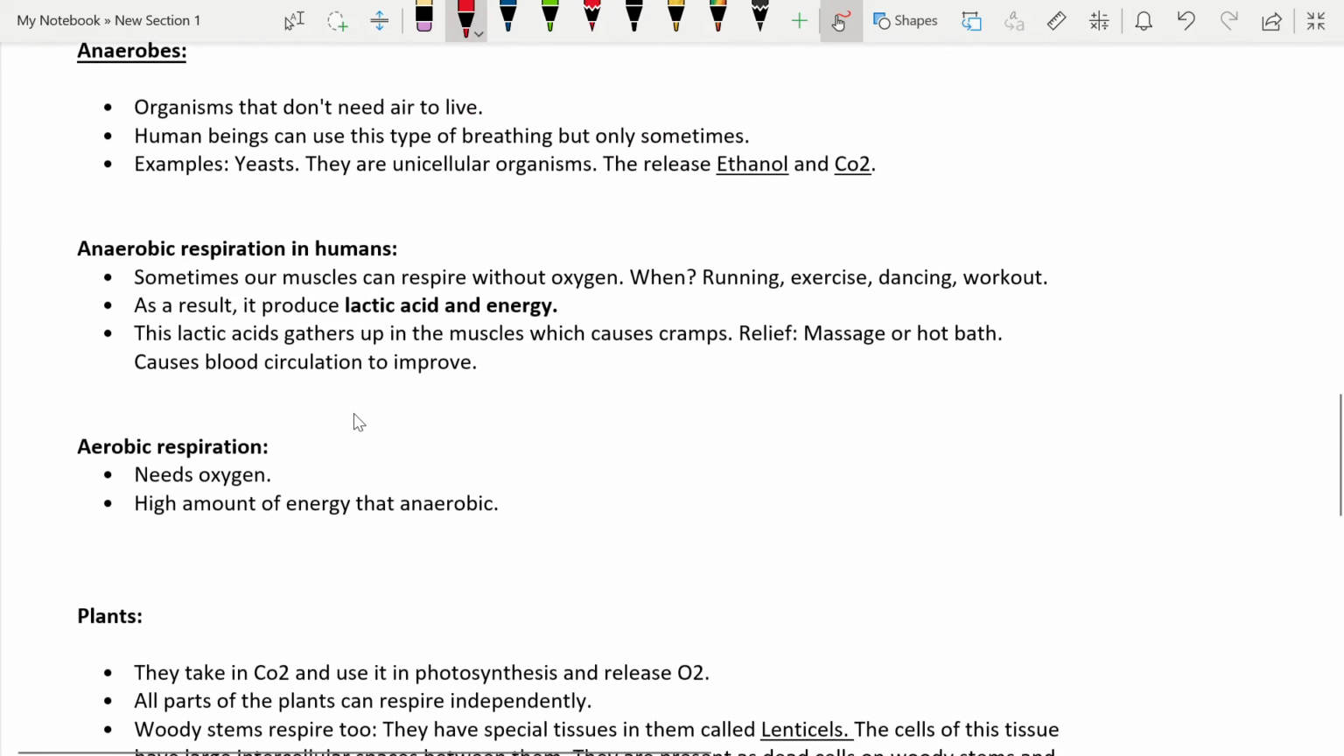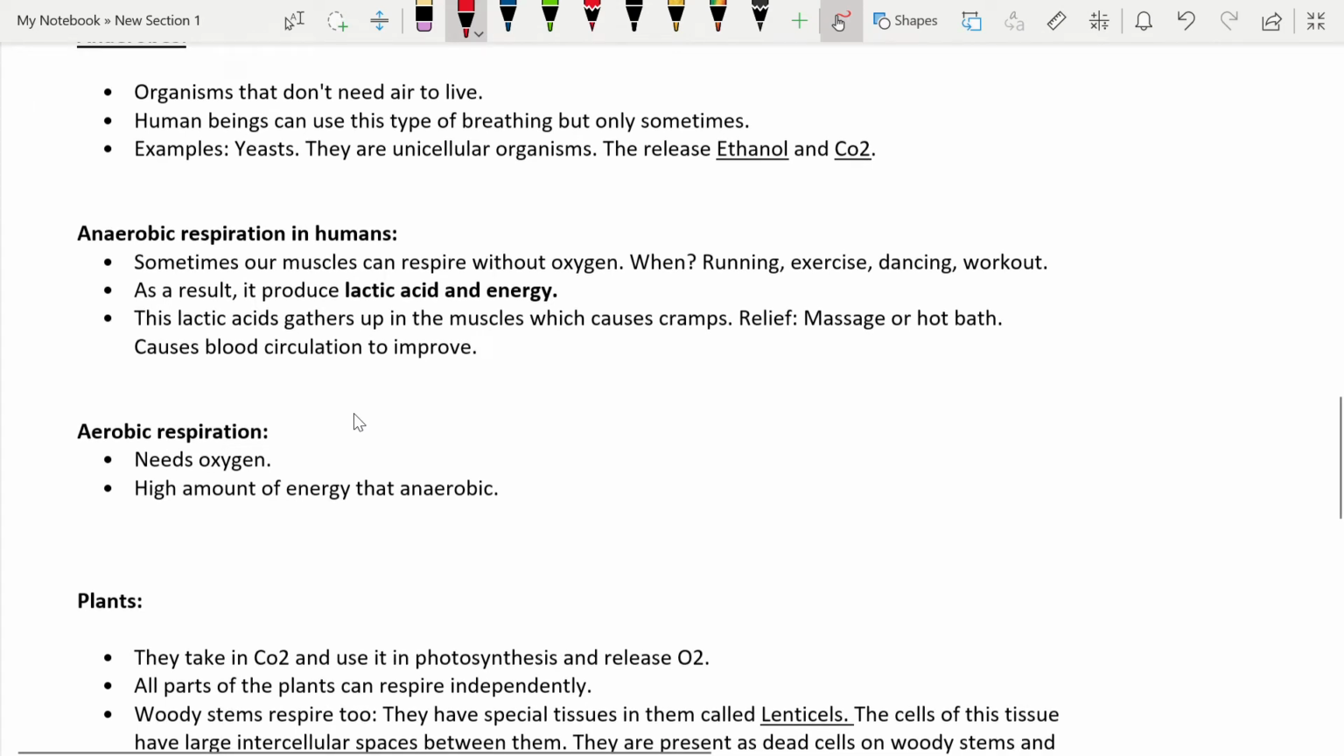Anaerobic respiration in humans: sometimes our muscles can respire without oxygen, when we run, exercise, dance, or work out heavily. As a result, it produces lactic acid and energy. This lactic acid gathers in the muscles, which causes cramps. After you get those cramps, it really pains. The relief can be massaging it or a hot bath. Why do we need a hot bath? Because it improves blood circulation so that the blood can take the lactic acid away and fix the pain.